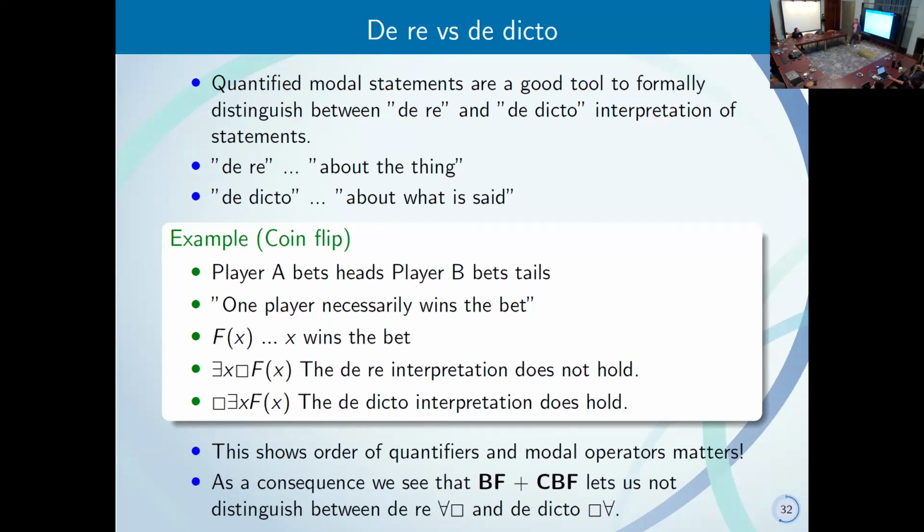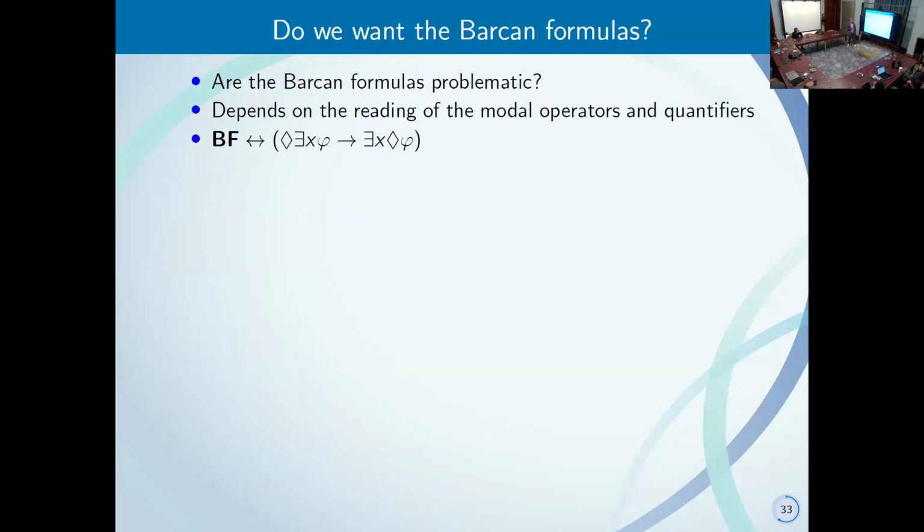But if one now adds the Barcan formula and the converse Barcan formula, we basically lose this distinction when it comes to the universal quantifier and box. Not only that, because of the duality of existential and universal, and the duality between diamond and box, we also lose it for the existential quantifier and the diamond. So you can very easily derive that the Barcan formula is equivalent to diamond exists x implies exists x diamond. So basically the opposite version for the box. There are some famous examples where this is quite problematic.